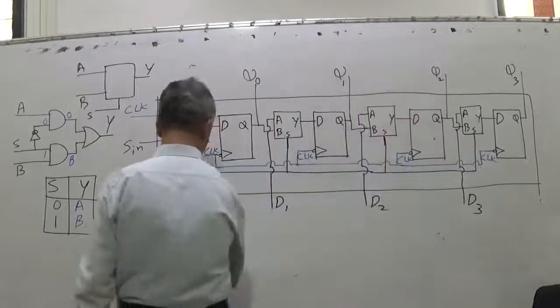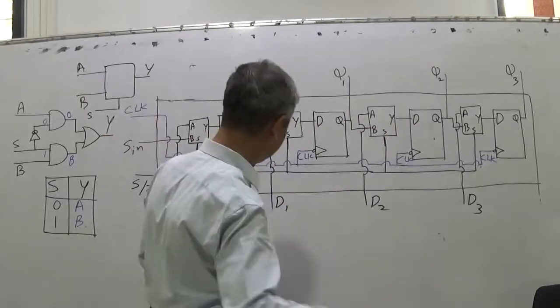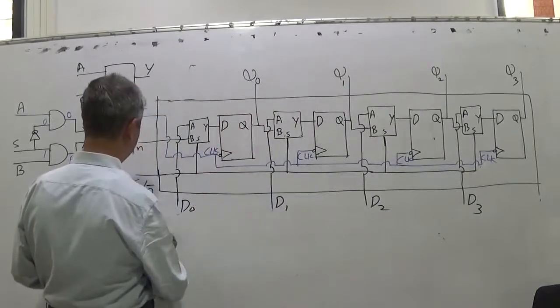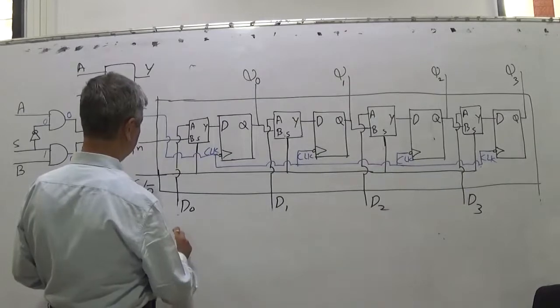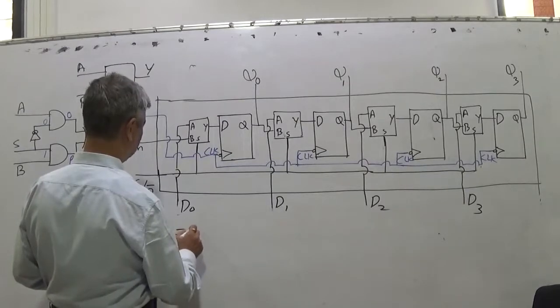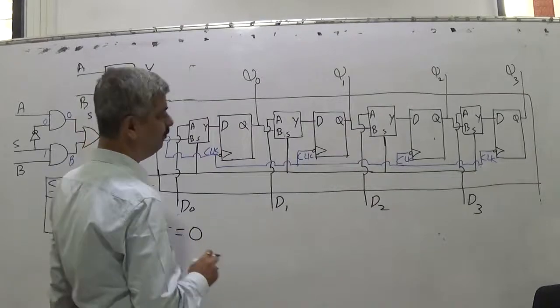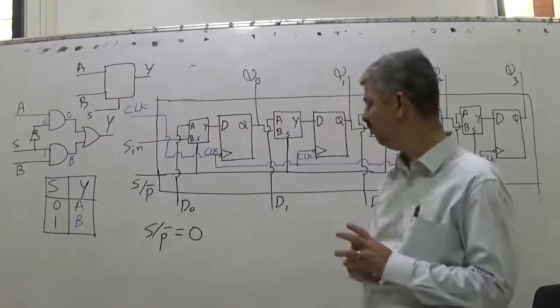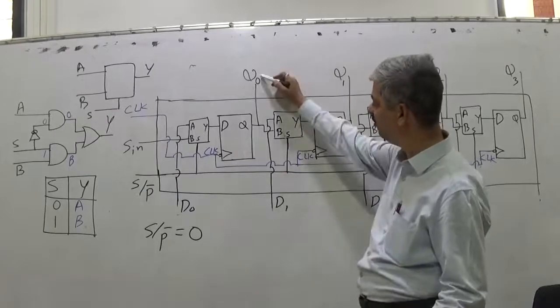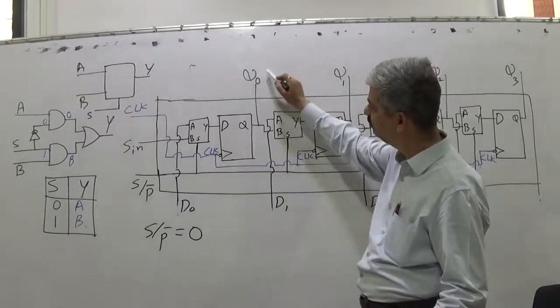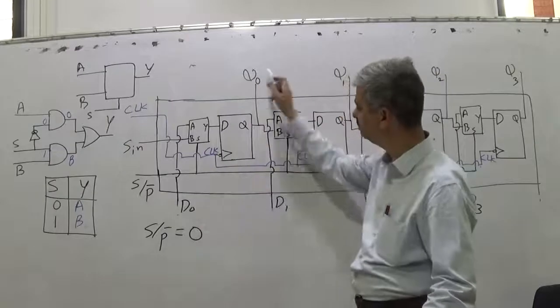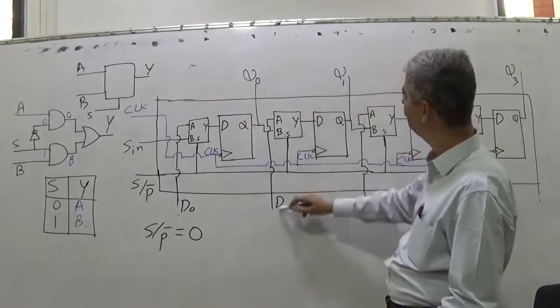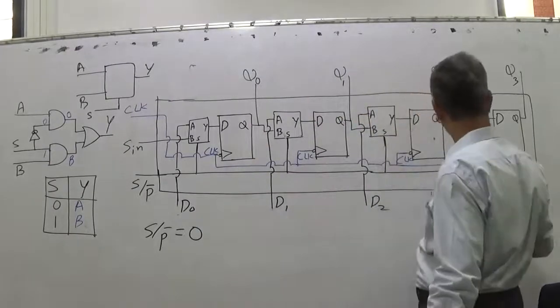parallel mode of operation. So I will select S/P bar equal to 0. What I want, when S/P bar equal to 0, what would be new Q0? What will be new Q0? D0 will be Q0, D1 will be Q1, D2 will be Q2, D3 will be Q3.